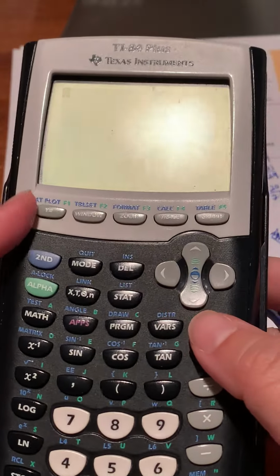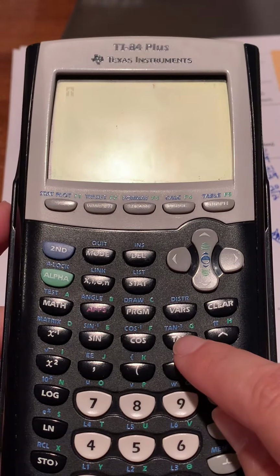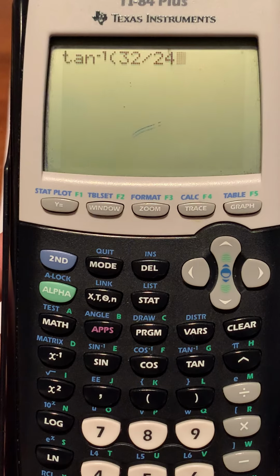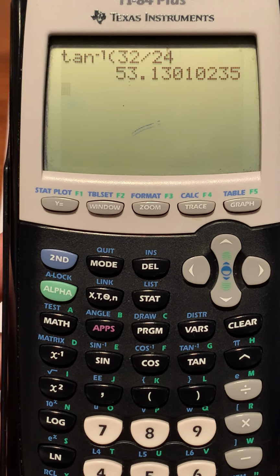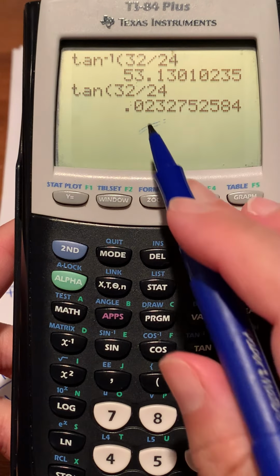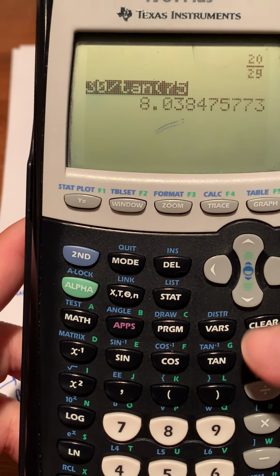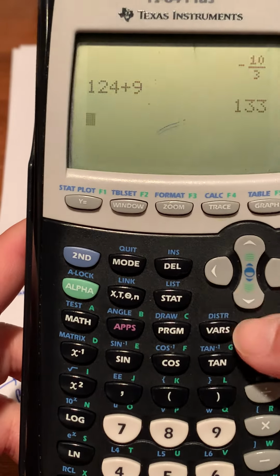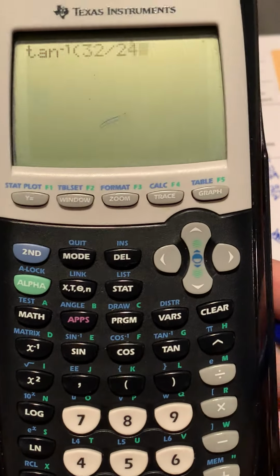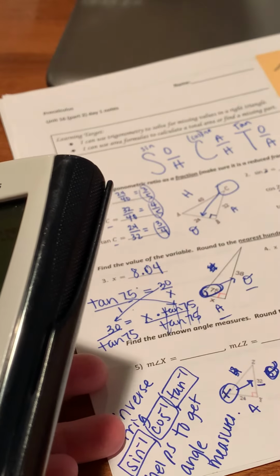We do inverse tan here, so inverse tan or inverse cosine, they're in blue here, so press the blue second button, and then that. 32 divided by 24. If I didn't press the inverse, you would get a small number that's even less than 1 degree, so that's no good. So we're gonna get rid of that. Okay, just clear all. Try again. Inverse tan of 32 divided by 24. So I got about 53, and it says to the 10th, 0.1.